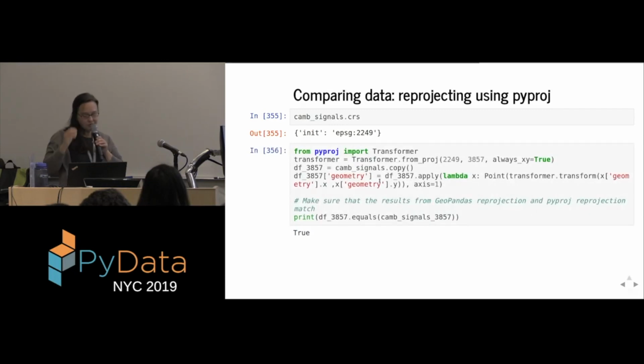And then PyProj has a transformer object that you can give the starting and the ending projection and use that to transform the coordinates. It's a little more complex when you're looking at lines and polygons than it is with points, which is why if you're just playing around with smaller data sets, GeoPandas might be a better option. And then I wanted to make sure that this was working, so I just checked to see that the data frame from the GeoPandas projection was the same as the data frame from the PyProj projection, and they are, so that's good.